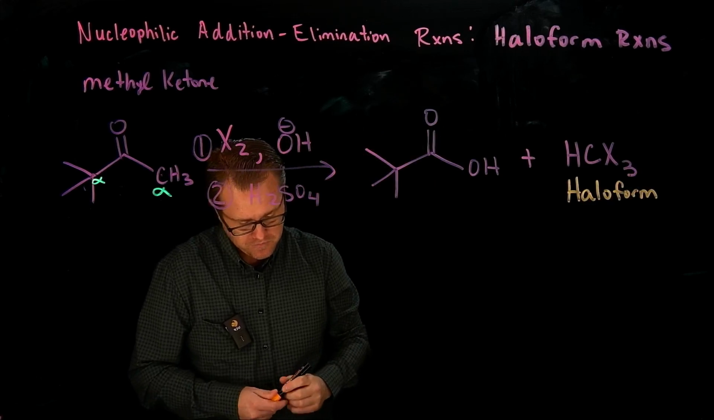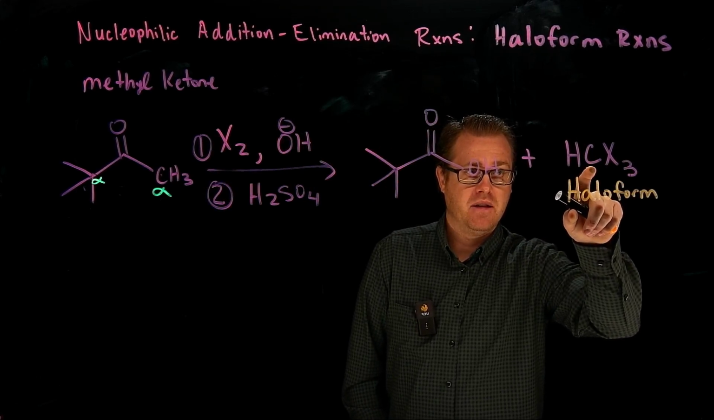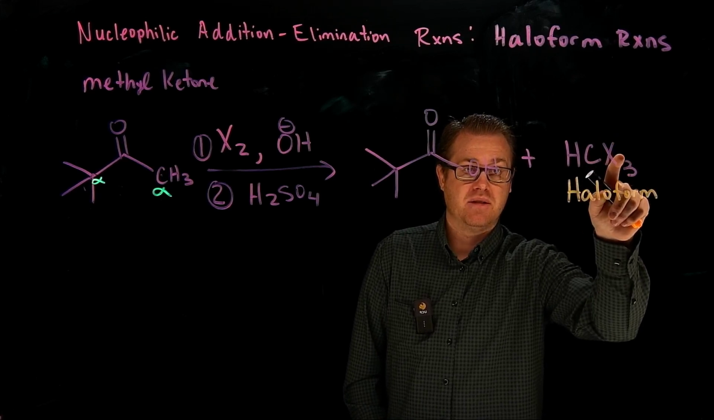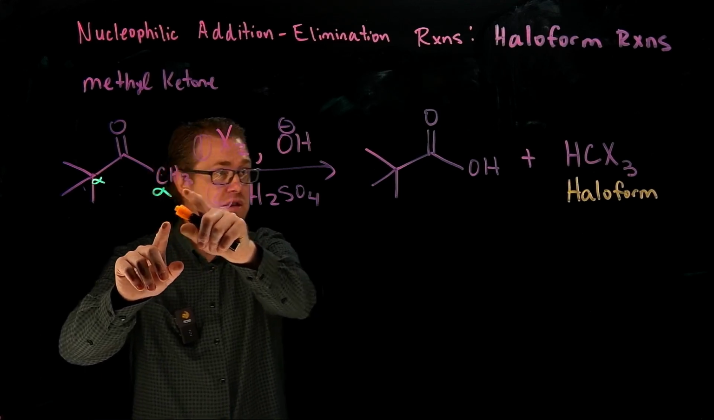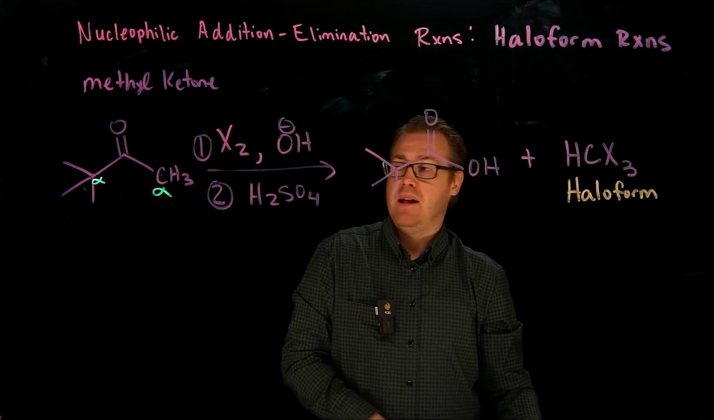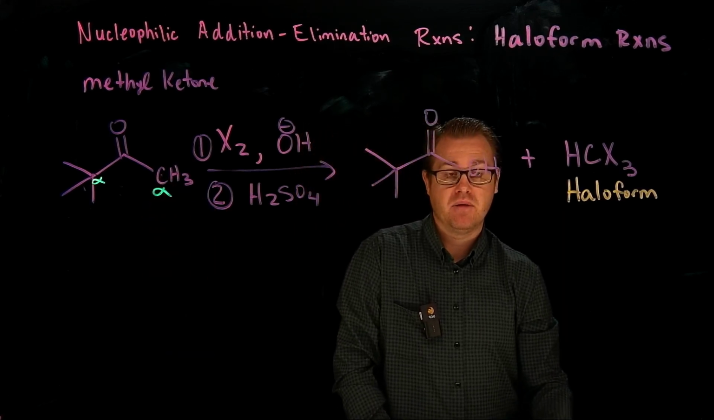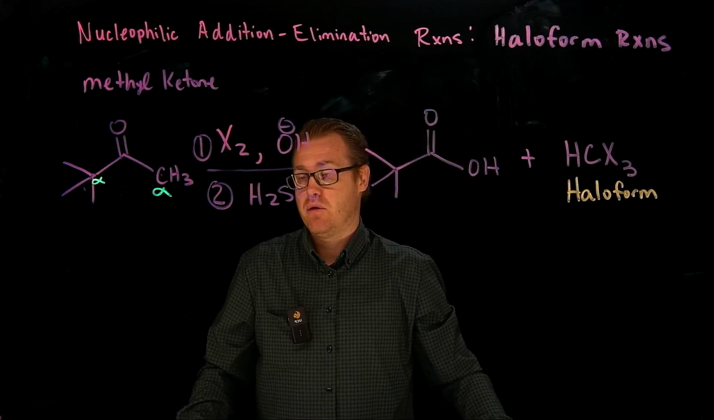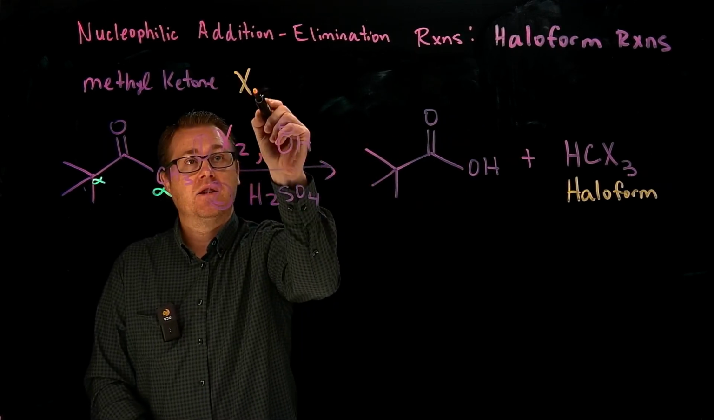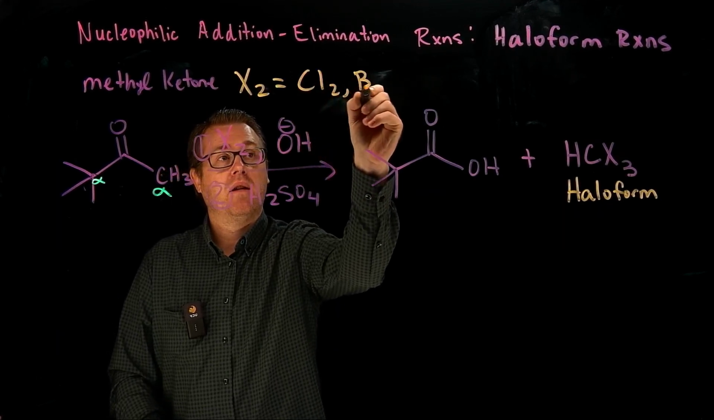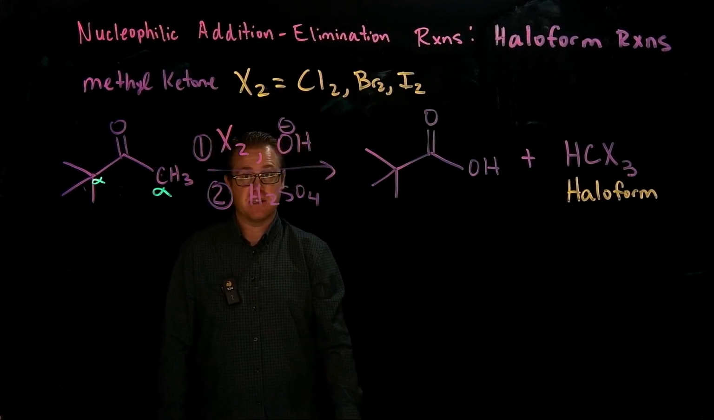Haloforms are made of carbon and 3 halogens. And so what we've done overall is we have 3 hydrogens here, and we've replaced those 3 hydrogens with 3 halogens. And when you replace those 3 hydrogens with halogens, that carbon atom now becomes a reasonable leaving group. I'll go through the details a little bit more when we look at the mechanism. Another thing to keep in mind is this X2, or the halogens. You can use chlorine, bromine, and iodine. You can use those 3 halogens to make this transformation take place.